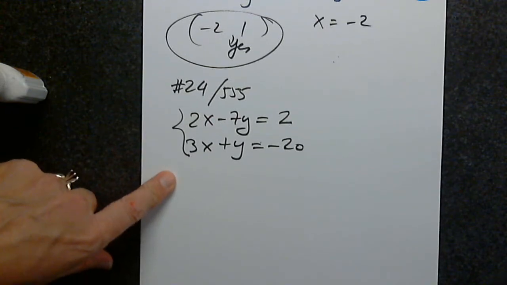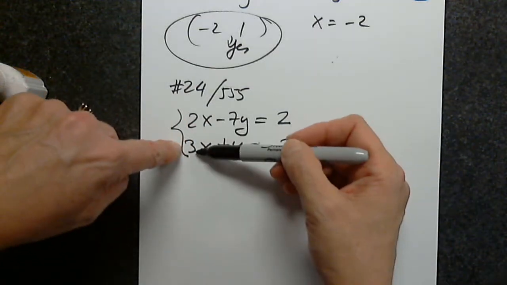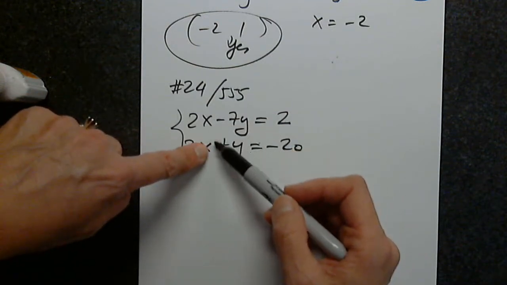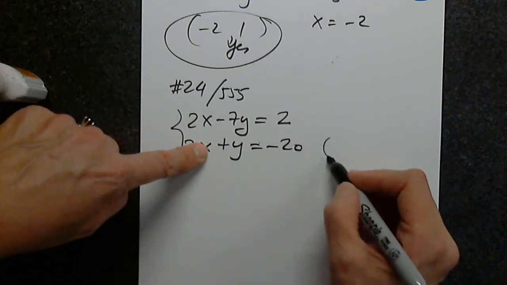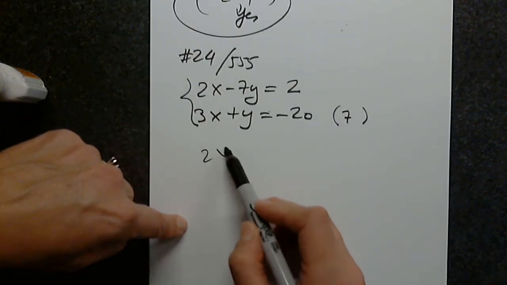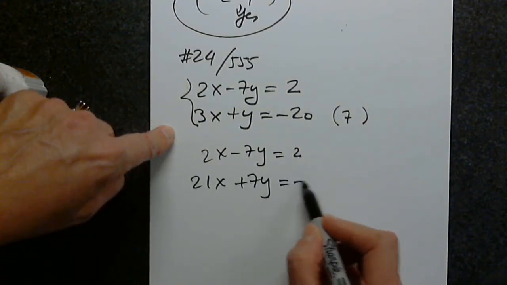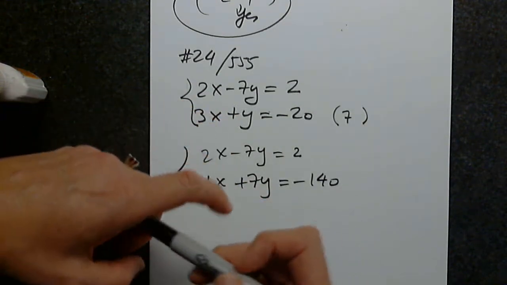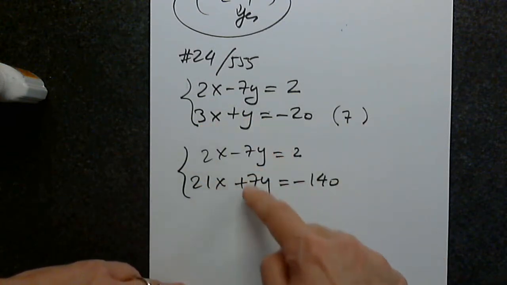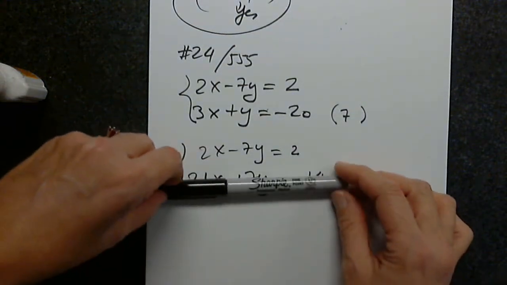I'll point out how it works in a second. So I see here negative 7 and positive 1. I see here 2 and positive 3. This is a little bit more difficult to eliminate x, but it's much easier to eliminate y by simply multiplying the second equation, both sides, by 7. So now 2x minus 7y equals 2, and 21x plus 7y equals negative 140. Agreed so far? Is that clear? Yes, of course.